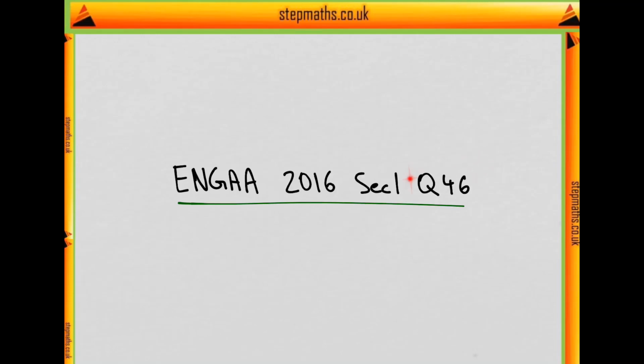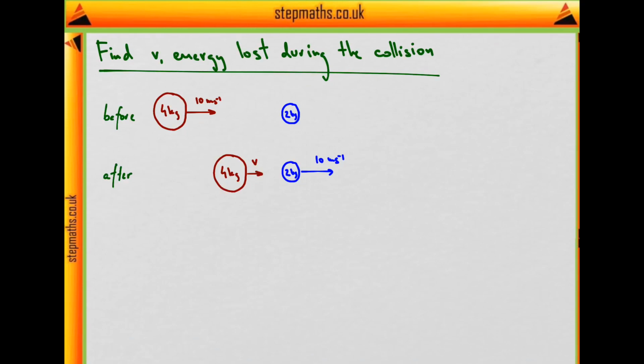In this video, we'll look at question 46 from the 2016 paper. This question is about a collision of two balls. One is 4 kilos, the other is 2 kilos, and the bigger ball is approaching the smaller ball at a speed of 10 meters per second, while the other one is stationary.